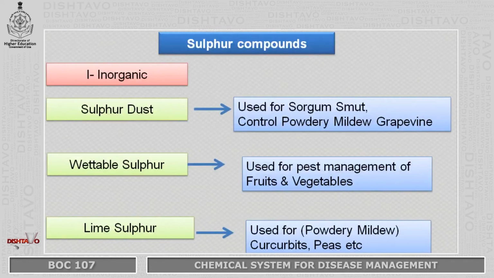Now we will see examples of sulfurous compounds which are used to control various plant diseases. Under that, first we have inorganic. Here we have sulfur dust which is used to control sorghum smut and powdery mildew in the grapevine. Next we have wettable sulfur. This is used for management or control of the diseases of fruits and vegetables. Next we have lime sulfur. It is used to control powdery mildews in cucurbits and peas.